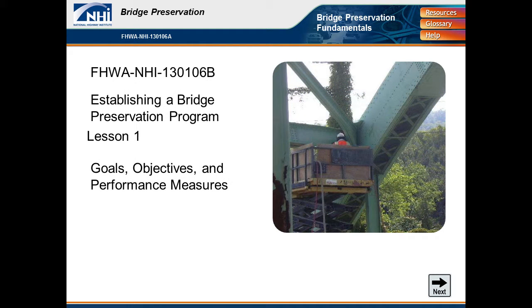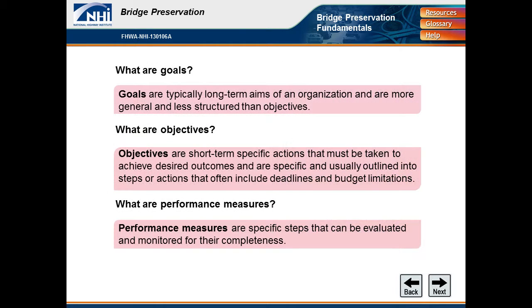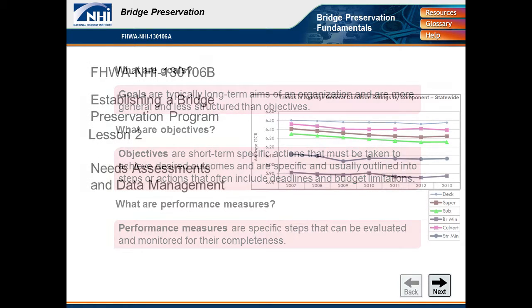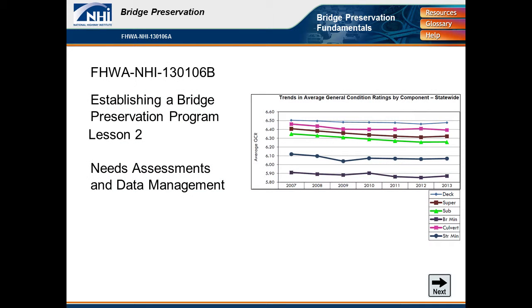Then we come in and start talking about how you would establish a bridge preservation program. You open up with your goals and objectives. We define those for folks: what your goals are, how your objectives follow, and then what your performance measures are. And we're still all anxiously awaiting FHWA's performance measures. No pressure, Raj.